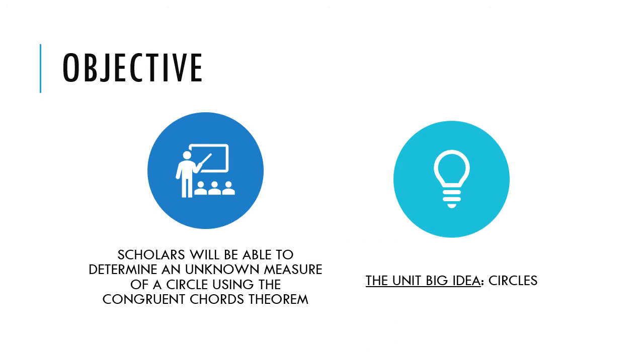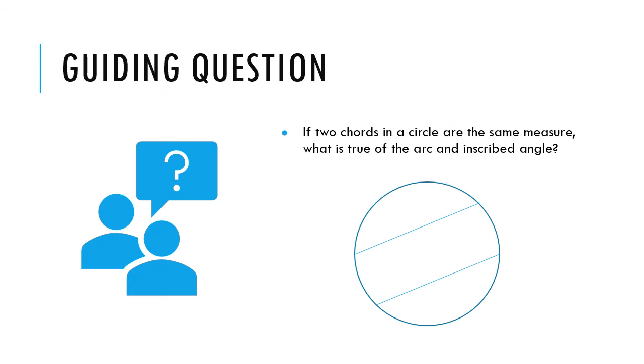Our objective: scholars will be able to determine an unknown measure of a circle, so that can be an arc measure or a chord length or an inscribed angle, using the congruent chords theorem, and then our big idea is circles. Here's the guiding question for these notes.